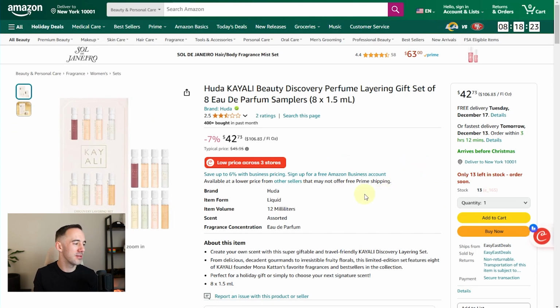Now, the reason why I show you this is because the next ASIN I want to show you is a dangerous ASIN to be watching, and let me show you why. So here we are right now into this product, and it looks like it's selling really well, 400 per month.